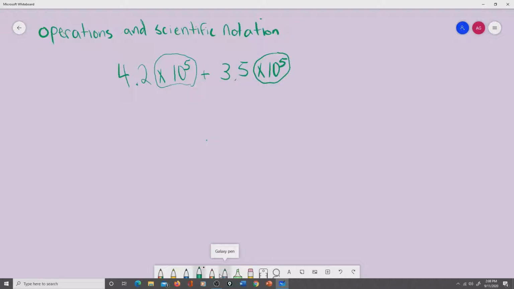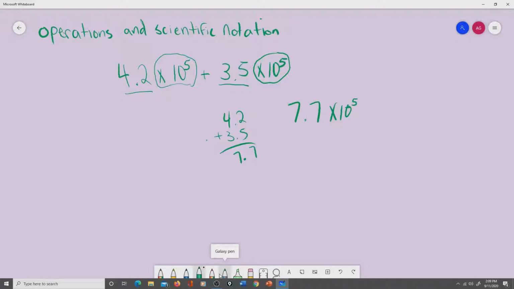And when this is the case, all we have to do is add the numbers in the front and then keep this power of 10 in the problem. So if you think about it, it's 4.2 plus 3.5. All right, we get 7, bring down our decimal, and we get 7.7. So it's 7.7 times 10 to the fifth.